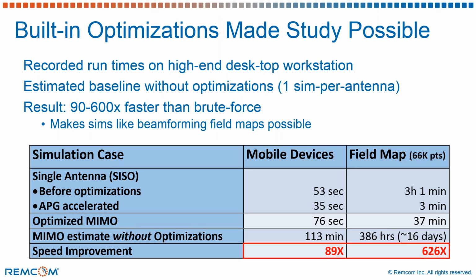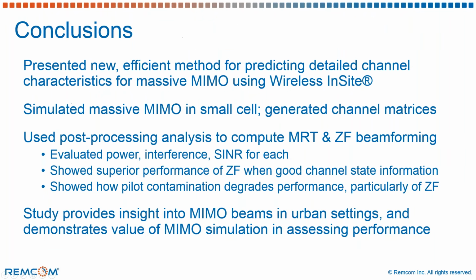This kind of speed up is important not just because it reduces the runtime, but because it allows an analyst to run several different conditions, change something, look at a case, run simulations again. So the speed up in runtime when we're talking about massive MIMO arrays is extremely important.